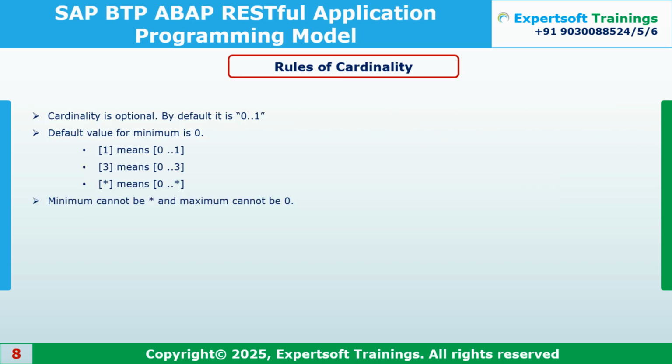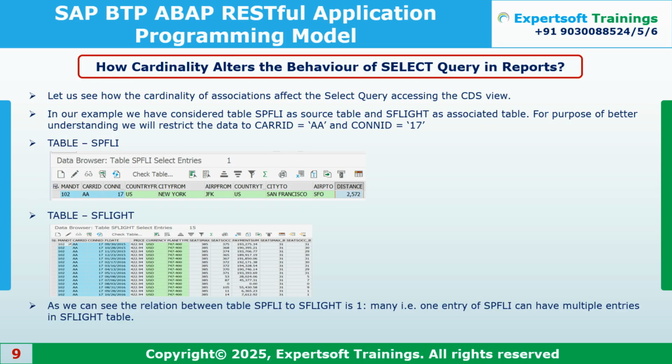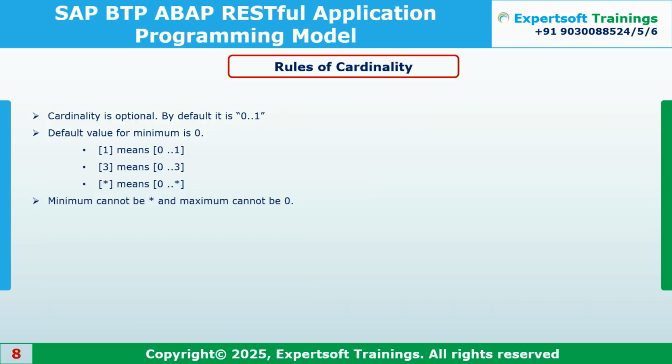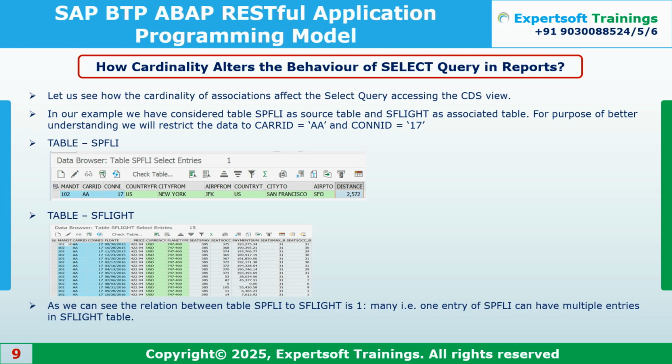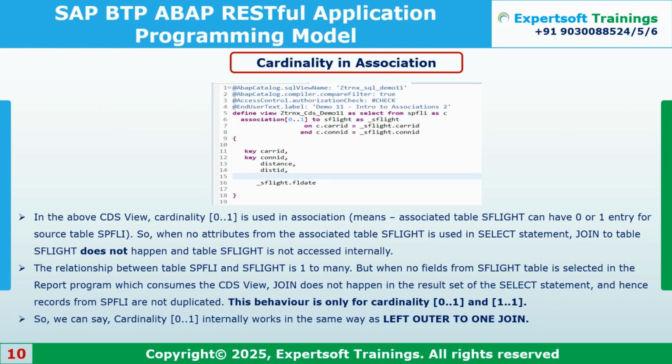It means the target view or table cardinality can be from 0 to a maximum of n. Or you can define 1, 2, 3 also as expected. Minimum cannot be star. There is again a restriction. You can see minimum cannot be star, because minimum cannot be star and minimum cannot be 0. How cardinality altered the behavior of the CDS reports, just like I showed you in the real scenario from the gateway client. It altered the behavior of the association. This is what I have explained.